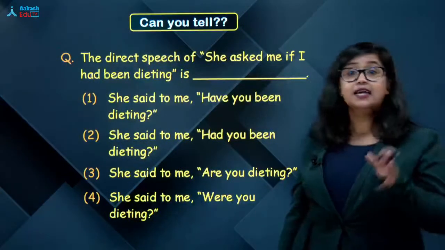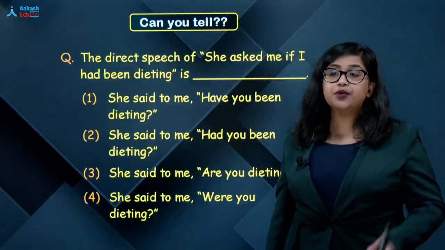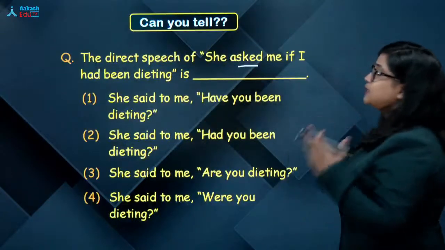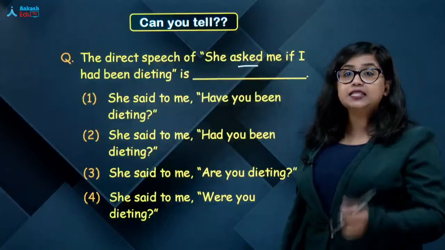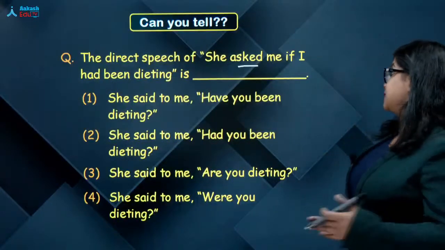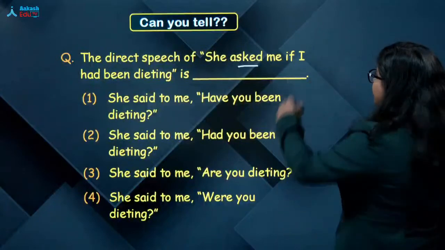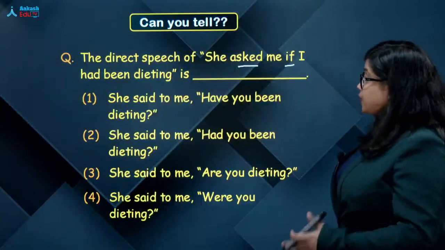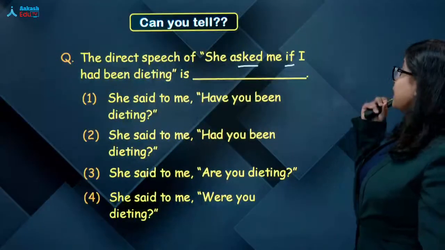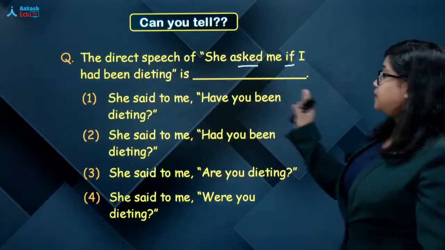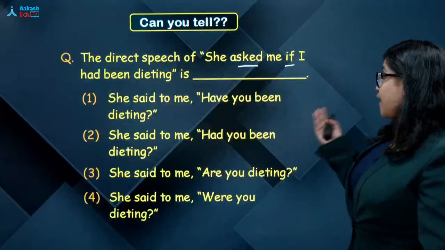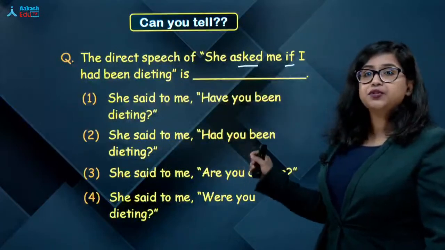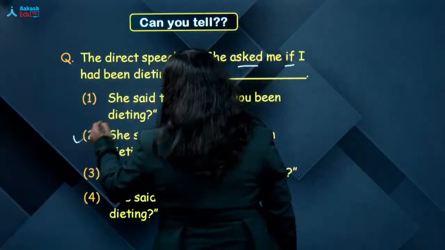So, here you can see the indirect speech sentences given to you, you have to change it into direct speech, right. So, the word asked has been used, which once again confirms that this is an interrogative sentence, alright. Then you have if in between, which reinstates the fact that this is a yes or no question. So, the question will be, she said to me, I had been dieting will change to, you have, this is a question. So, had you been dieting? Alright, so the correct answer is option number 2. She said to me, had you been dieting?